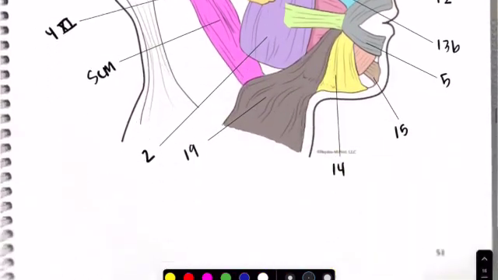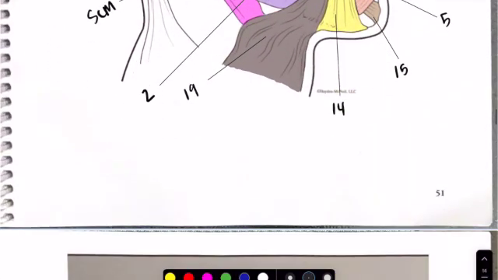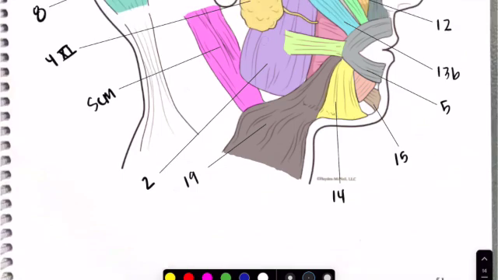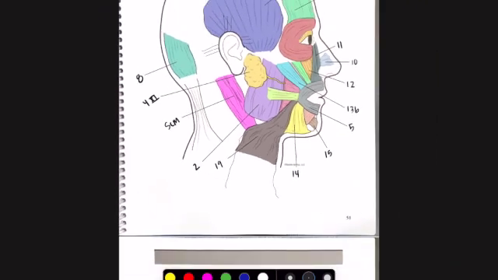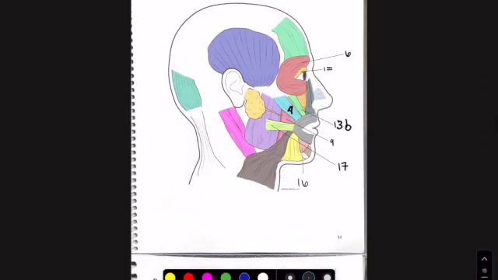Number 19 is going to be your platysma. It's like a thin covering. It covers all of your neck muscles, and it's a broad muscle. It's thin, but it's very broad for sure, and it depresses the mandible. Also tenses the skin of your neck and lowers your lower face. So there's that. There's all those muscles.